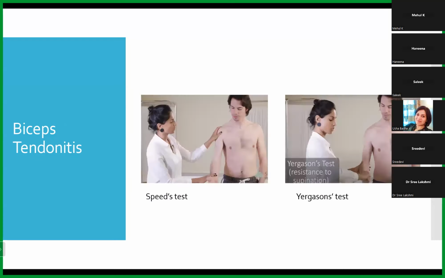Similarly, in the Yergason test, you hold the patient's hand and ask them to supinate, and you resist the motion. While you are resisting the supination, you palpate the distal and the proximal tendons, and any pain or tenderness should suggest biceps tendinitis.